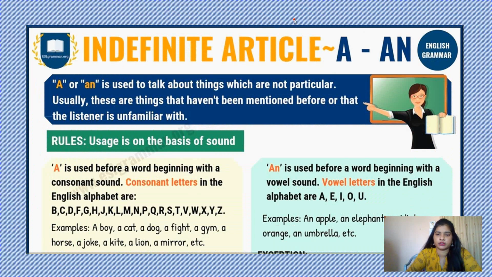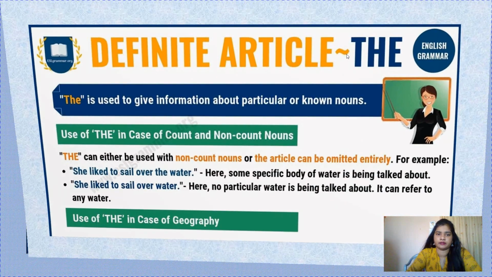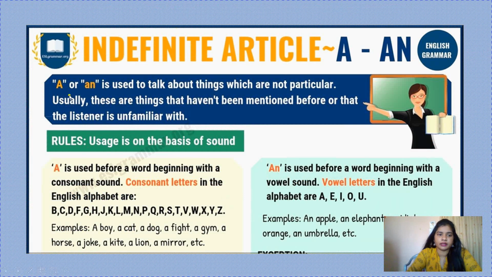Just now we have read what is indefinite article, a or an. A or an is used to talk about things which are not particular, which are not specific. Fine, it is common or singular. Usually, these are things that haven't been mentioned before, meaning we are using it for the first time, or that the listener is unfamiliar with, meaning the listener doesn't know about the thing. Now see what is the rule. Use is on the basis of sound. Yes, just now I have told you.